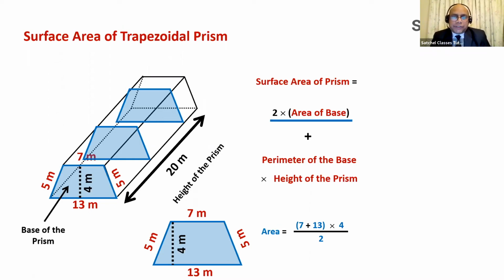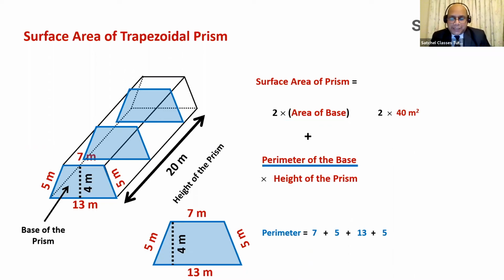So the area of the trapezium will be 7 plus 13, which is 20 meters, times 4 divided by 2, which is 40 meters squared. And because in surface area we require twice the area of the base, we'll multiply 40 by 2. So 2 times 40 meters squared. That's area of the two bases. Let's now calculate the perimeter of the base. As you can see in the trapezium, we know all the 4 sides. So the perimeter of the base would be 7 plus 5 plus 13 plus 5, which is 30 meters. Right? That's the perimeter of the base.